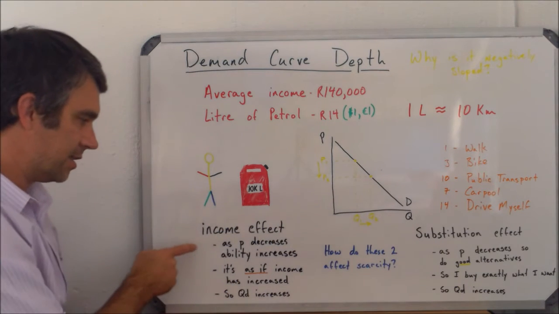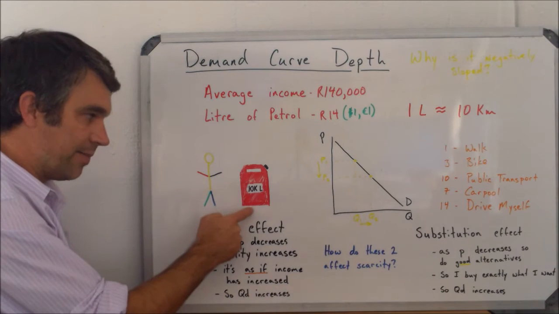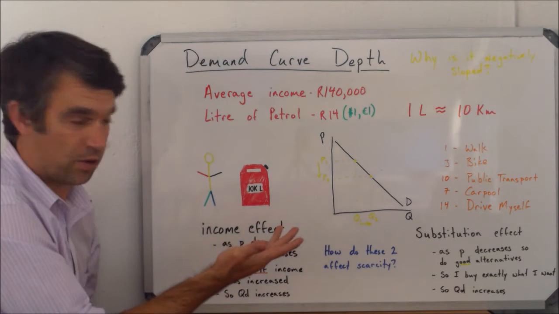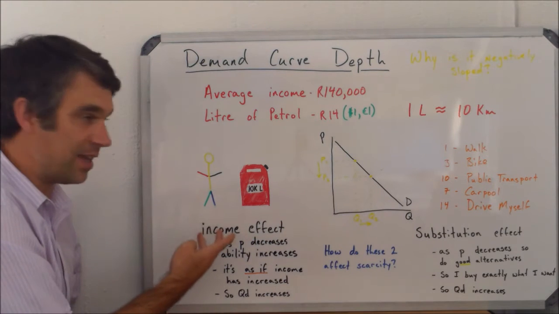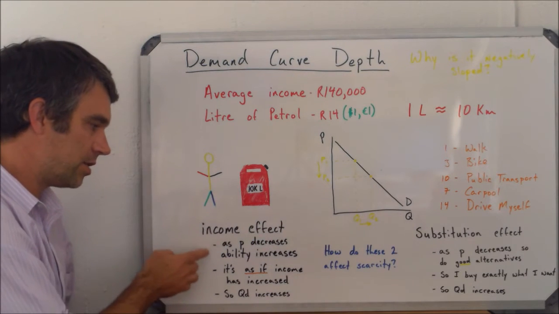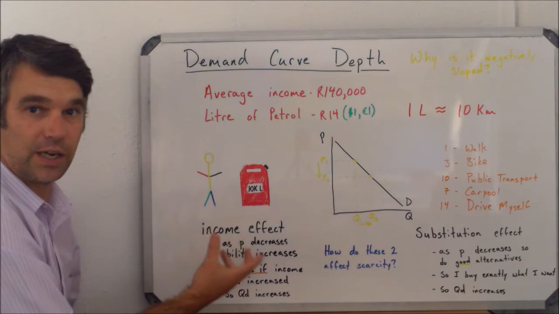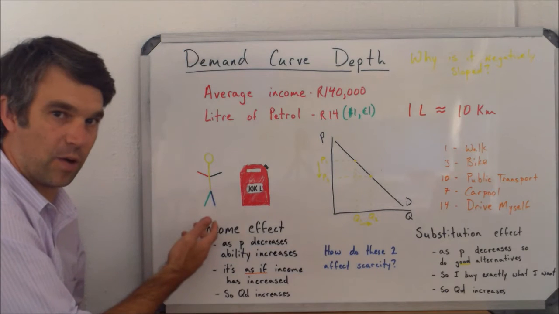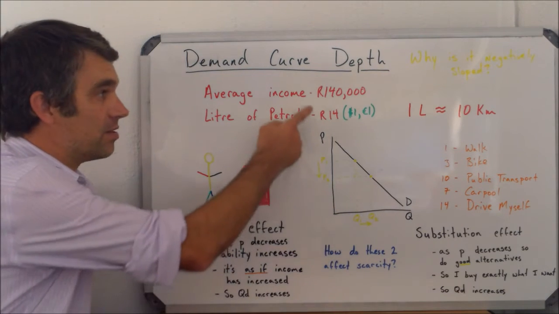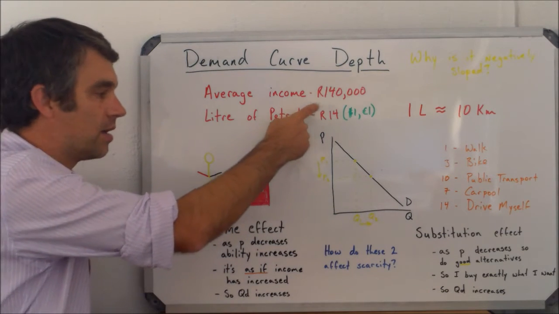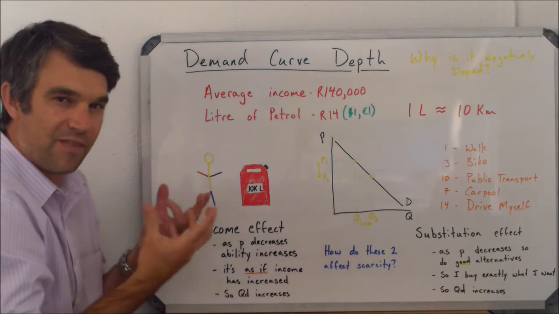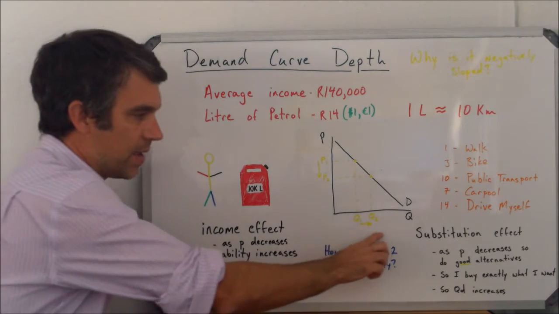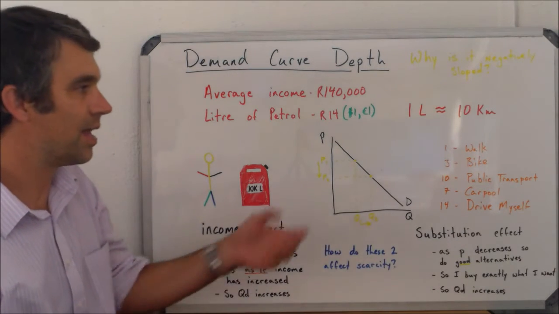Well, what happens is, if you think about their income being represented by the amount of things they can buy, in this case, just petrol, well, they can buy more things because the price is lower. So, as the price decreases, their ability to buy things increases, and it is as if they're getting paid more. They're not really getting paid more, they still make just 140,000 Rand, but because the price dropped, they have the ability to buy more things. So, the result of that is quantity demanded is going to increase.